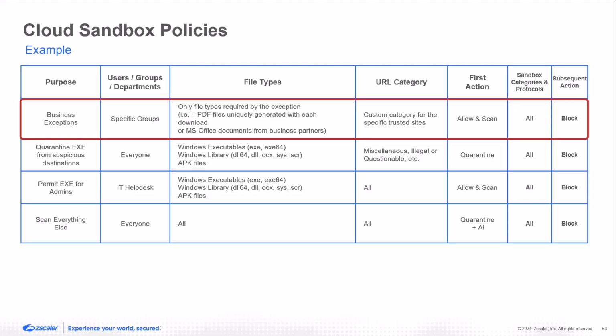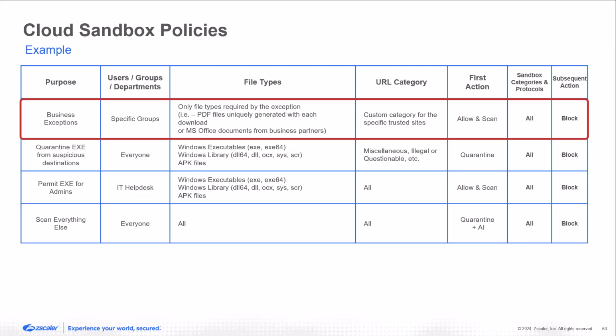For instance, these could be PDF files or Microsoft Office documents. You can define a custom URL category for these websites. For these specific groups, you want to do allow and scan. Yes, you are scanning, but since these websites, links, and files are very productivity sensitive, we are also giving the files to the end user right away.